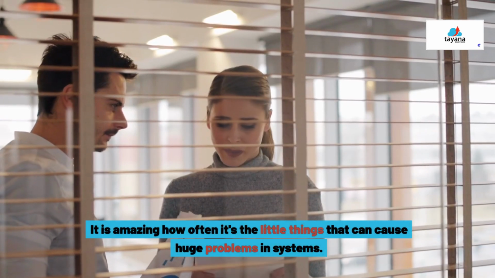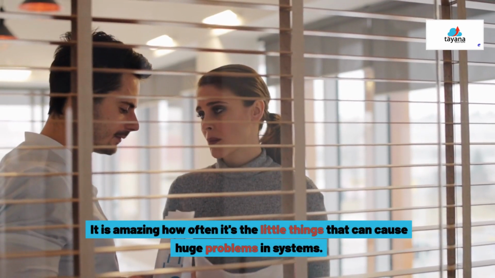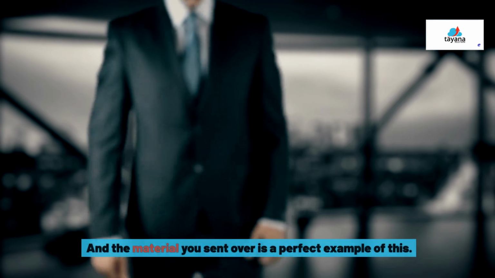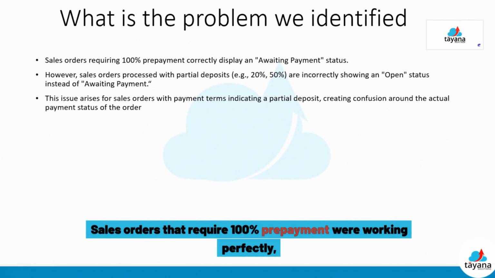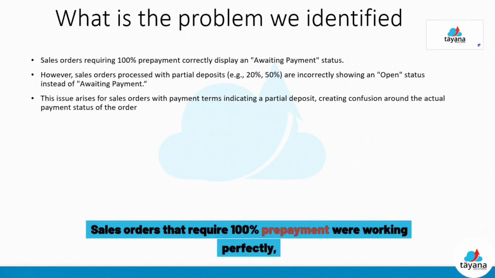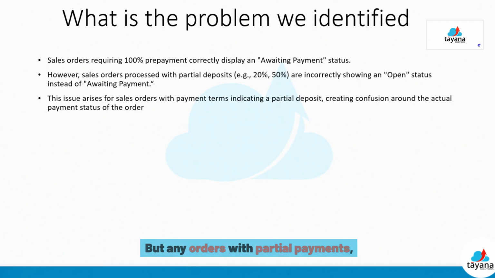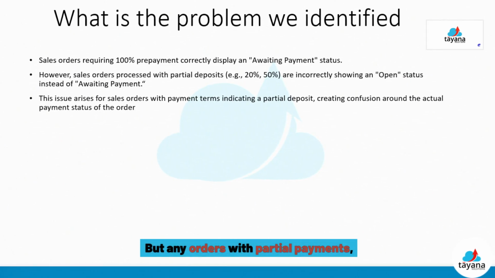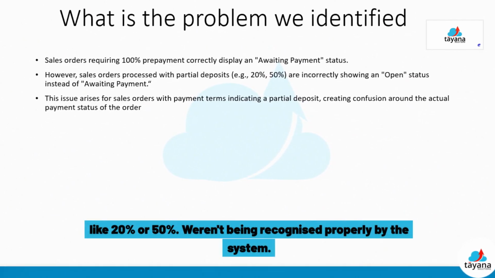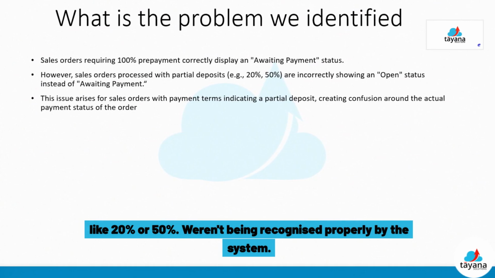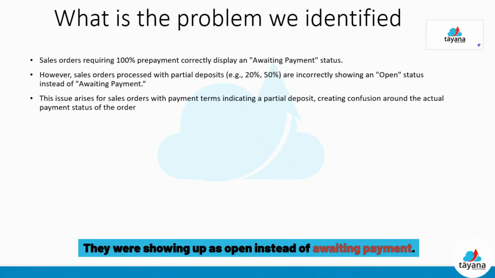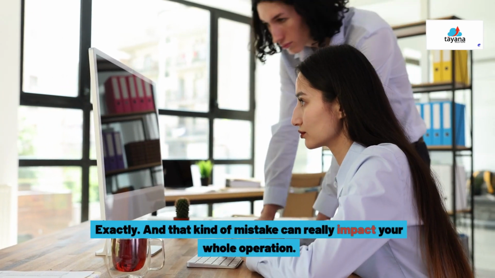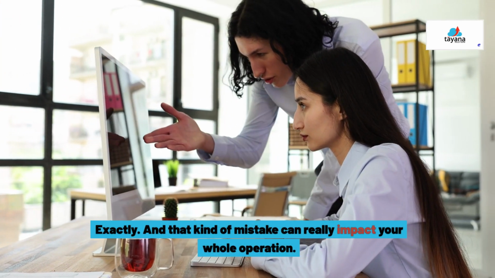It is amazing how often it's the little things that can cause huge problems in systems. And the material you sent over is a perfect example of this. Sales orders that require 100% prepayment were working perfectly. But any orders with partial payments, like 20% or 50%, weren't being recognized properly by the system. They were showing up as open instead of awaiting payment. Exactly. And that kind of mistake can really impact your whole operation.